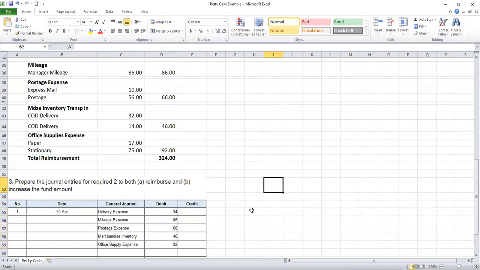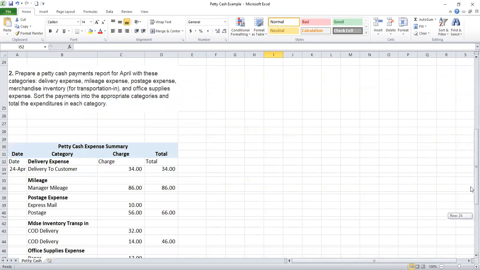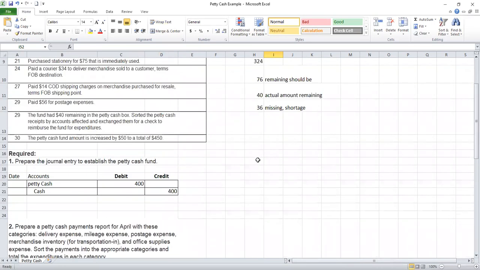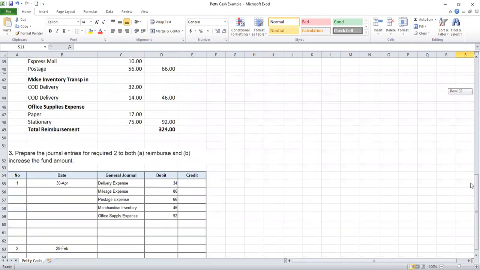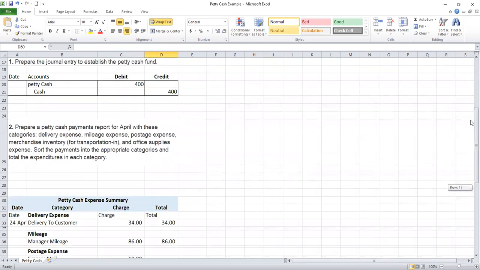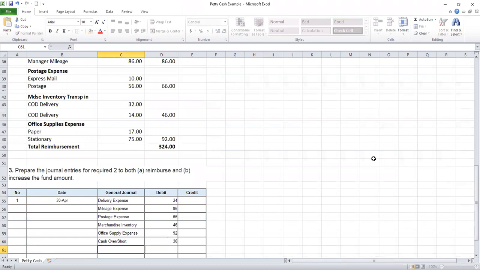Now you can't do anything else until you recognize this shortage. So $36 is missing. It's considered a shortage, and when you have a shortage, it's considered like an expense. So you're going to debit this cash over/short account for $36. Notice this is called cash over short. When it's a cash shortage, like we had up there, so when we had less money than we should have had, you debit cash over short.